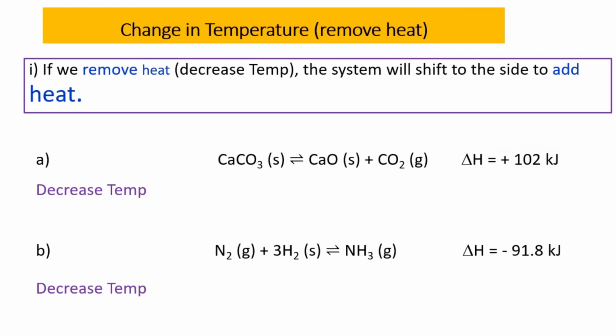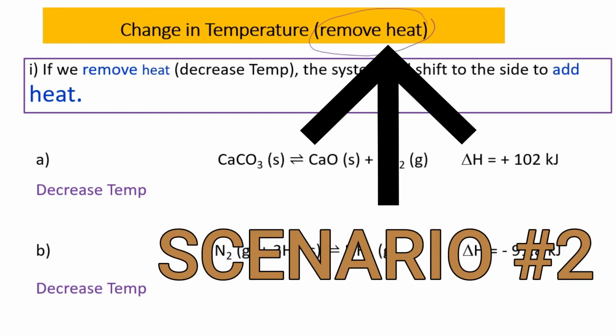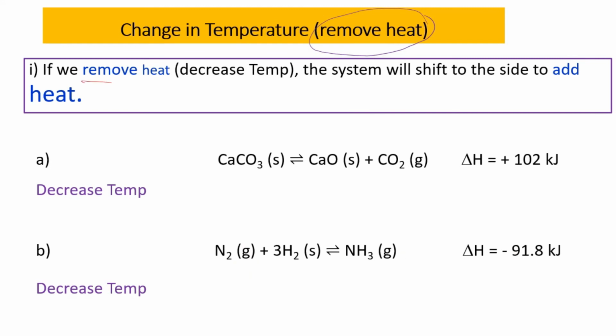Then we will look at another scenario, which is if we remove heat. Okay, so this is a stress. You try to remove heat. According to Le Chatelier's principle, the system will try to shift to left or right to offset the change. So if you decrease the heat, the system will try to add back the heat.